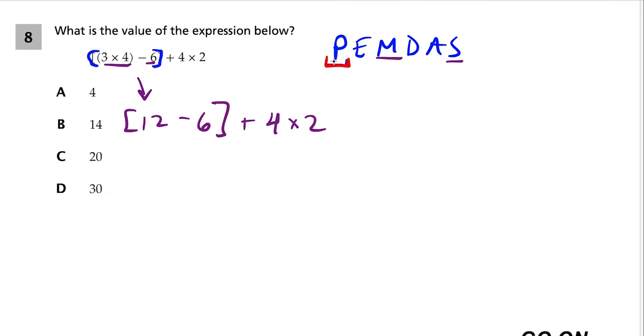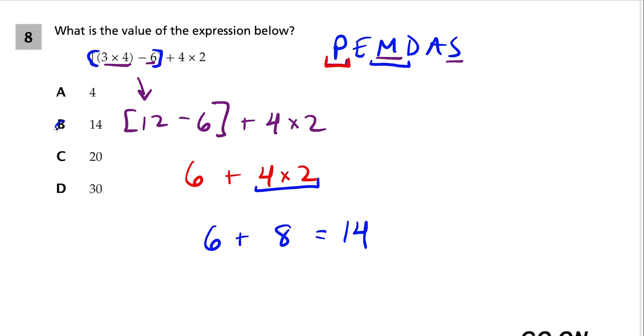So we'll do that in the next line here. 12 minus 6 is 6. We have 6 plus 4 times 2. Now out of everything we have left, we have multiplication and addition. We're going to do the multiplication first. So we're doing 4 times 2 is 8, and now we have 8 plus 6. This is the only operation left, and that's going to equal 14.